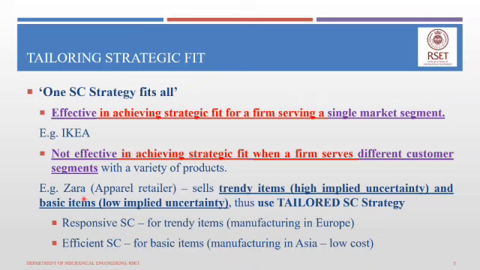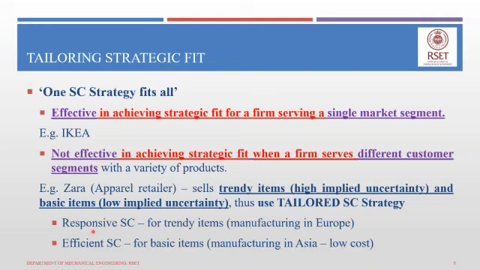So this company Zara sells both items which are trendy in nature and basic in nature. Therefore, the supply chain has to satisfy two extreme conditions: one where it is highly responsive and one where it is focused upon being highly efficient. So instead of using one supply chain strategy that fits all, we have to use a strategy called a tailored supply chain strategy. This allows the supply chain to be responsive for trendy items and efficient for basic items.